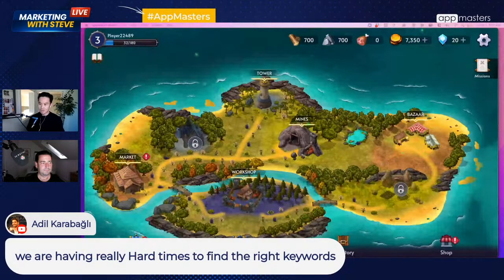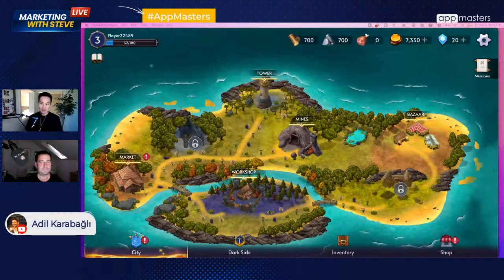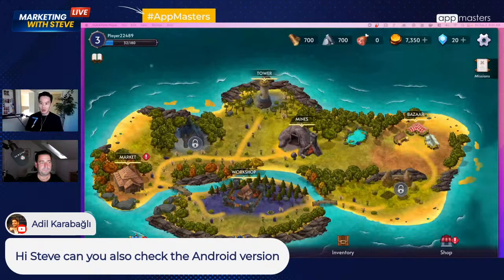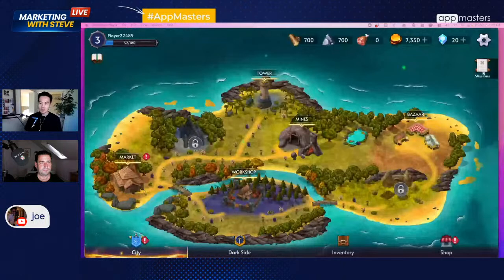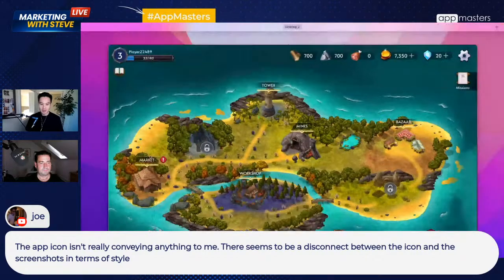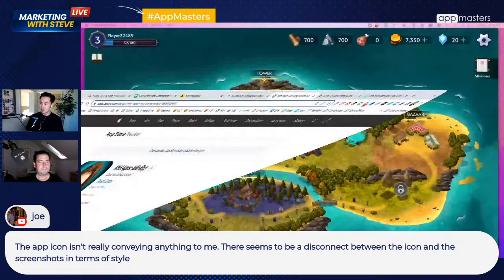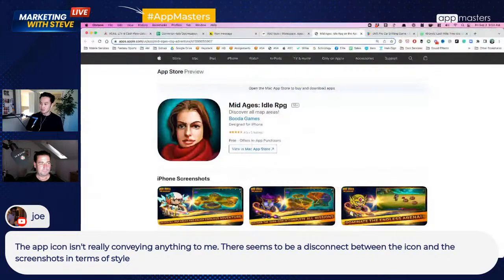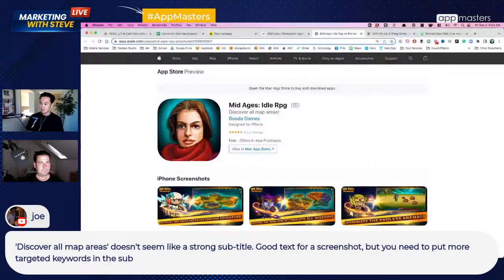We're really trying hard. We're having a hard time finding keywords. It's not easy. That's the problem with ASO. Either you already rank well for a certain keyword, or it takes a lot of research to find those keywords. If you want me to take a look at the Android version, just send that along to me. And then Joe gives feedback. The app icon isn't really conveying anything to me. There's some disconnect between the icon and the screenshot in terms of style. Take a quick peek at that. Yeah, agreed. You've got this person and the little characters. It's a little different. Good on you. And Joe's got some feedback as well.